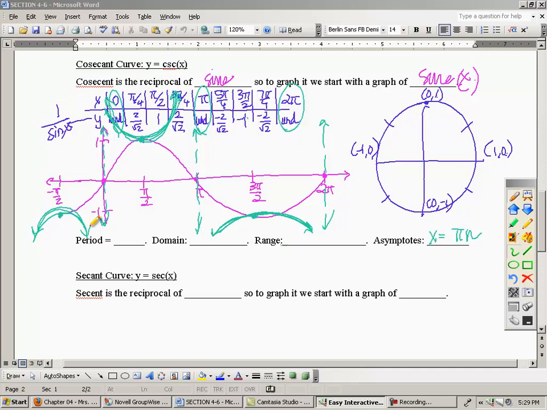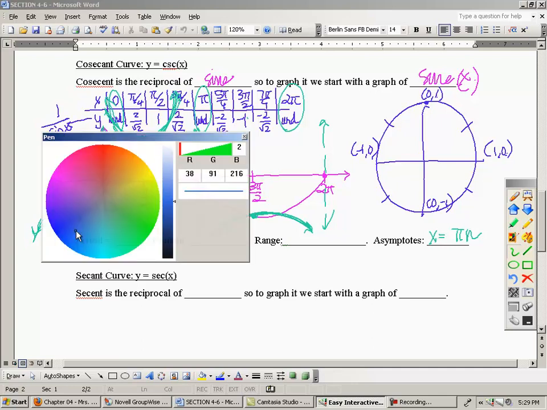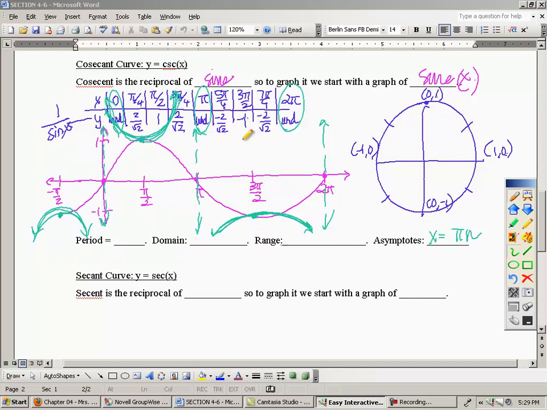Okay, now, how does it repeat? Let me find a better color. This repeats, it has one up and one down before it'll go back up again. So this whole thing here, as messy as this is getting, is a period, and the period is 2 pi. The period of a normal sine curve is 2 pi, so its reciprocal function should also have the same period.